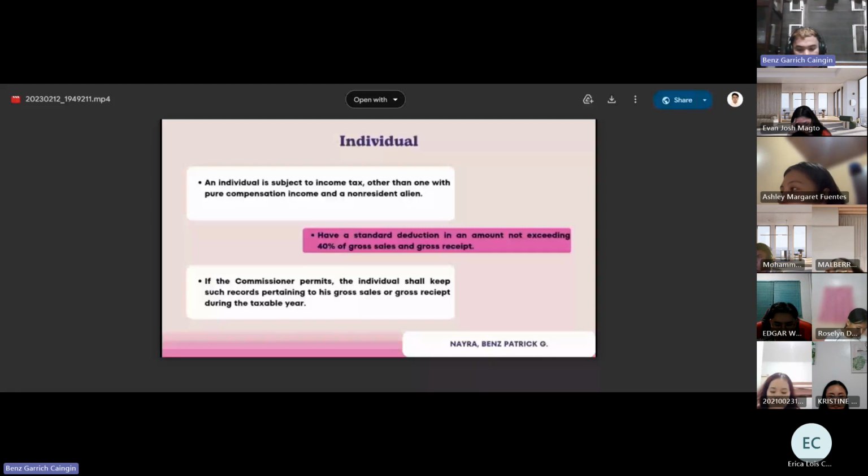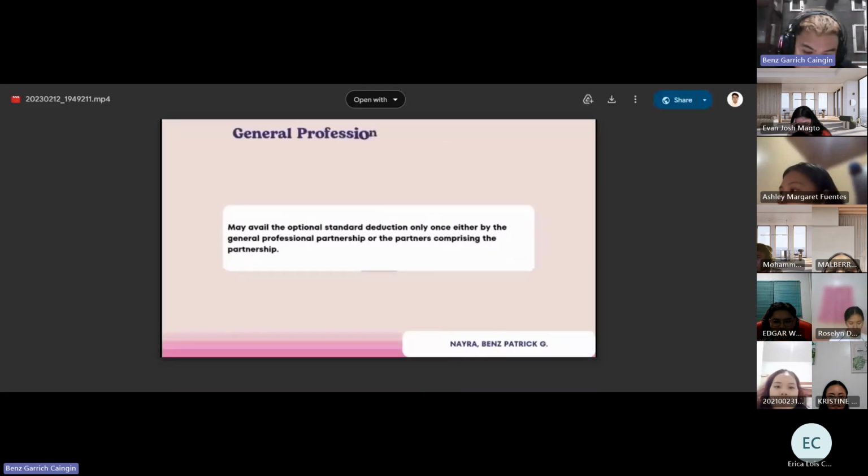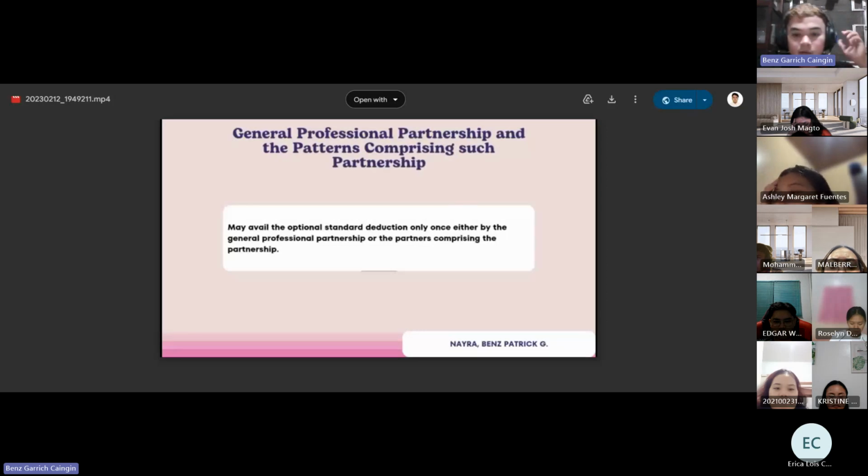The individual shall keep such records pertaining to his gross sales or gross receipts during the taxable year, as may be required by the rules and regulations promulgated by the Secretary of Finance upon recommendation of the Commissioner, as provided in Section 34 of the NIRC as amended by Republic Act Number 9504. On the other hand, domestic corporations and resident foreign corporations may elect a standard deduction in an amount not exceeding 40% of gross income. And lastly, a general professional partnership and the individuals comprising such partnership may avail of the optional standard deduction only once, either by the general professional partnership or the partners comprising the partnership.